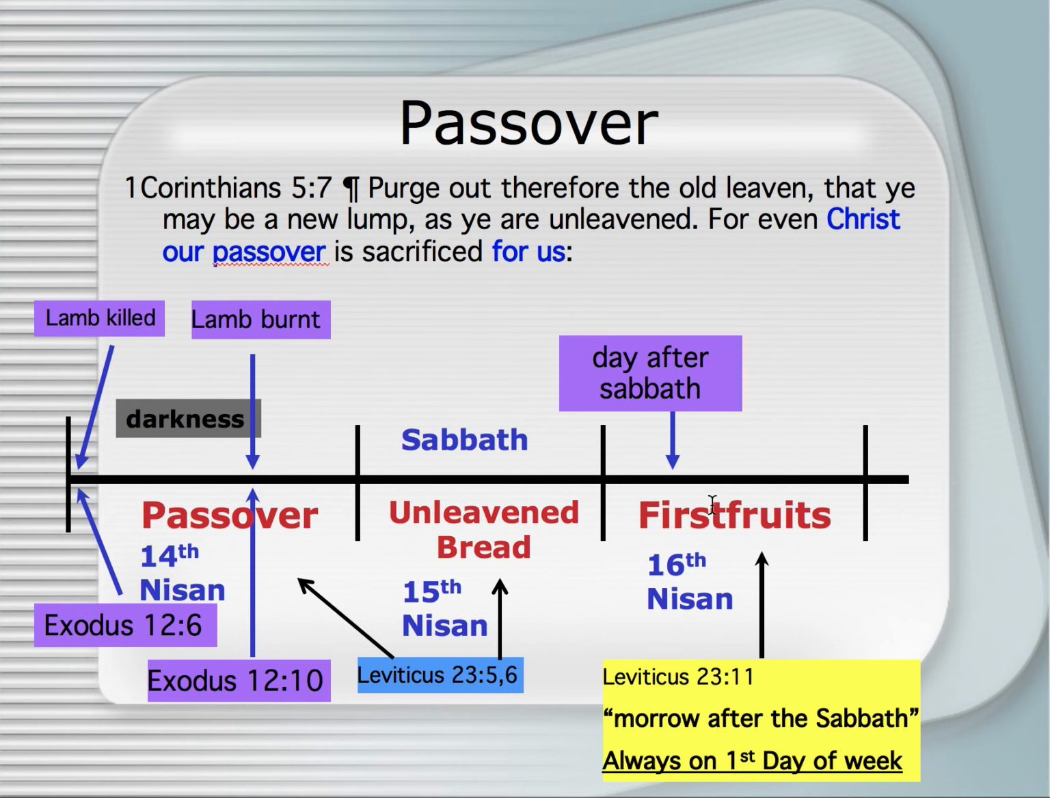And then if we go to Leviticus 23 verse 11, it says, during that 7-day feast of unleavened bread, whichever day follows the Sabbath, the day after the Sabbath, is always going to be the first day of the week. So the day after the Sabbath is when first fruits is. Leviticus 23 verse 11, the morrow after Sabbath is the first fruits. That will always be the Sunday, the first day of the week, for first fruits.